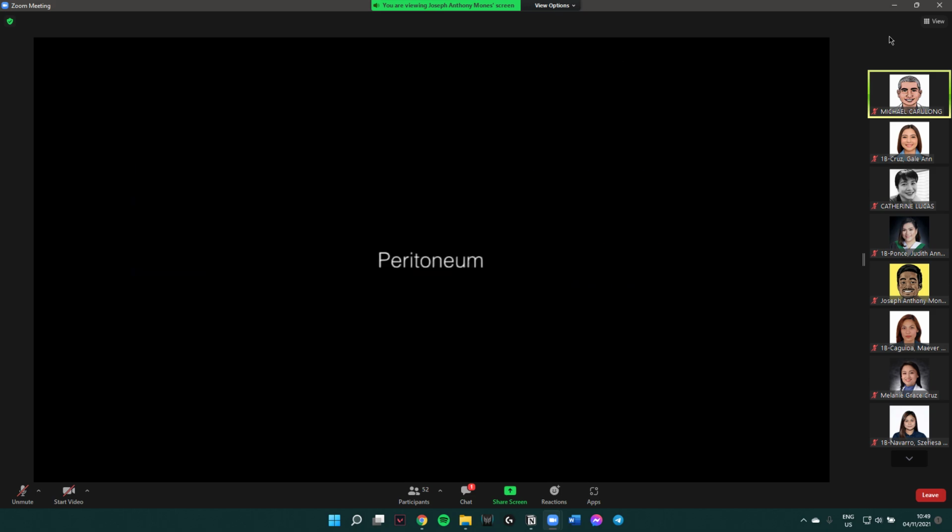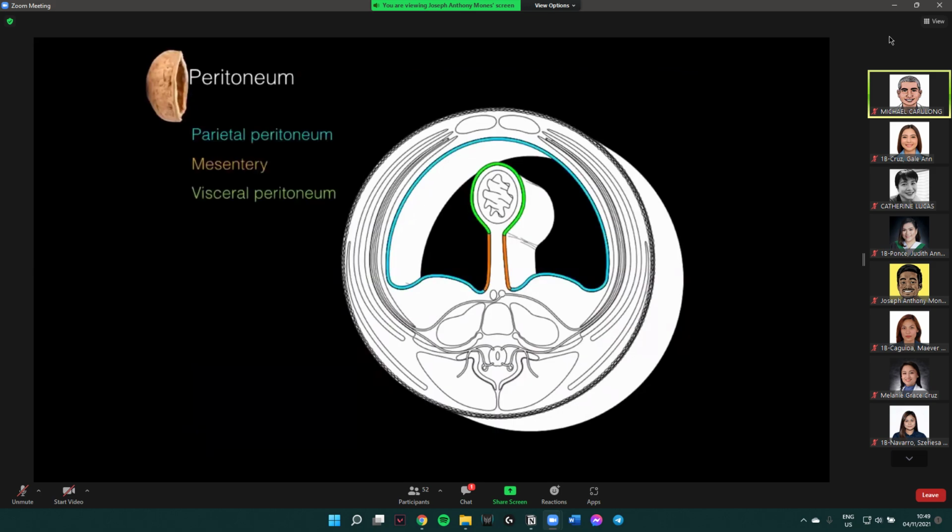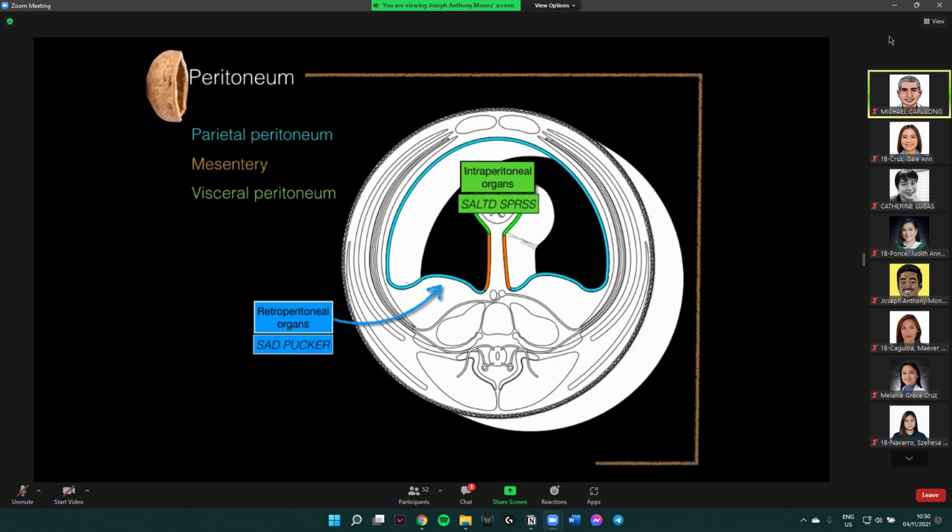Okay. All right, now let's talk about the peritoneum in a nutshell. So there's parietal peritoneum that lines the wall, the mesentery, a double membrane that goes to the visceral peritoneum, and there we have all three. Behind the parietal peritoneum are retroperitoneal organs, and we remember that as SAD PUCKER. And then within the visceral peritoneum, we have intraperitoneal organs, and we remember all those organs as SALTED SPURS, and that, my friends, is the peritoneum in a nutshell.